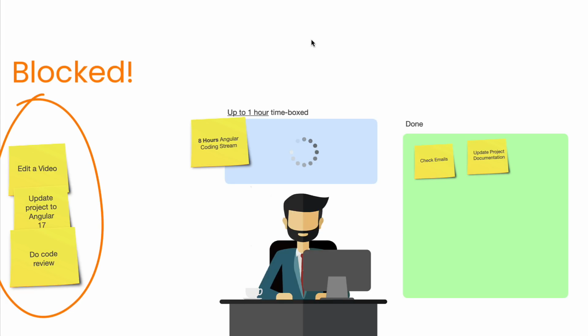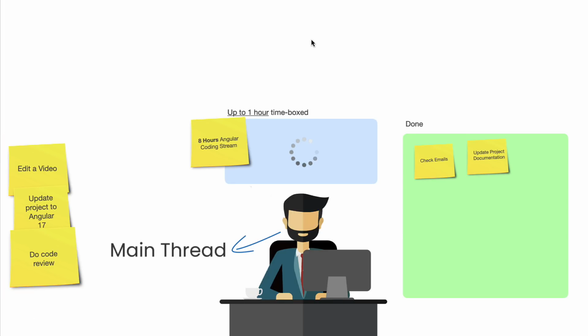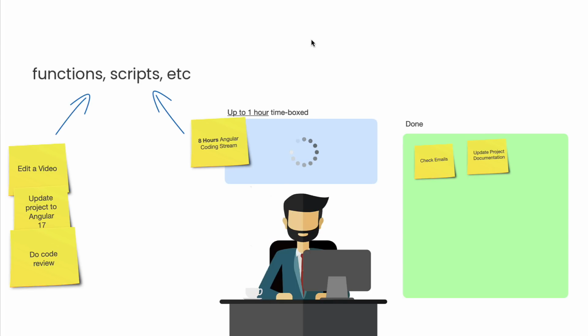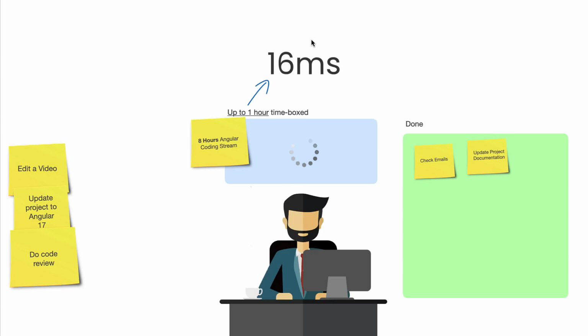In this analogy, you are the main thread in the JavaScript engine of the browser. The tasks are JavaScript functions and scripts that have to be executed, and for you, as for the JavaScript main thread, the reasonable time to execute those tasks is up to 16 milliseconds. If the task or script is executed within this period of time, your users will get the best and smoothest experience. Otherwise, the interaction with your UI might be very glitchy.